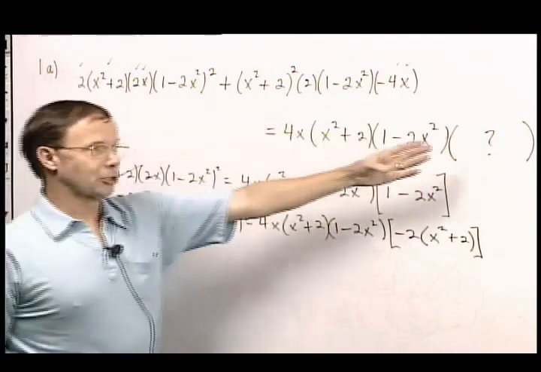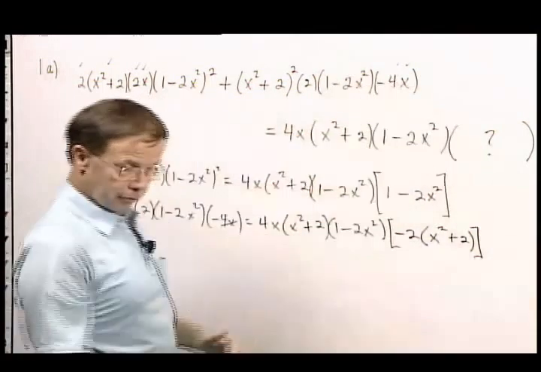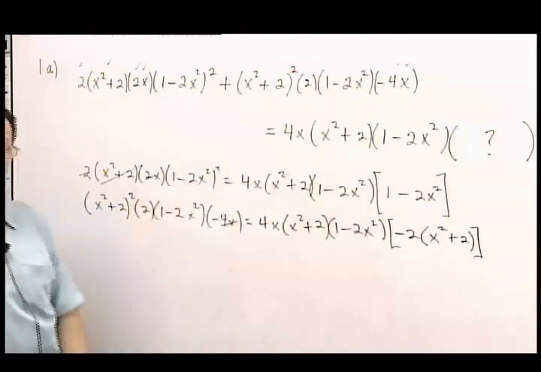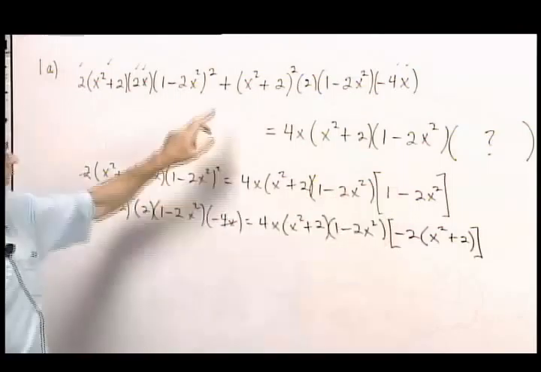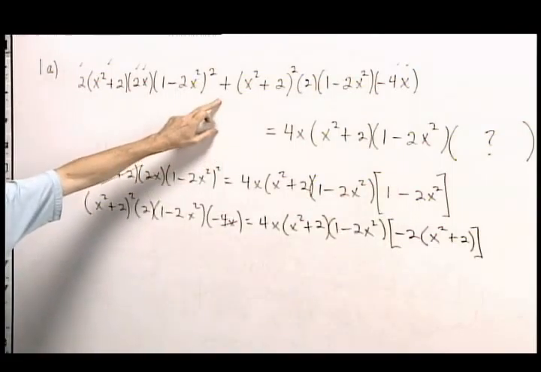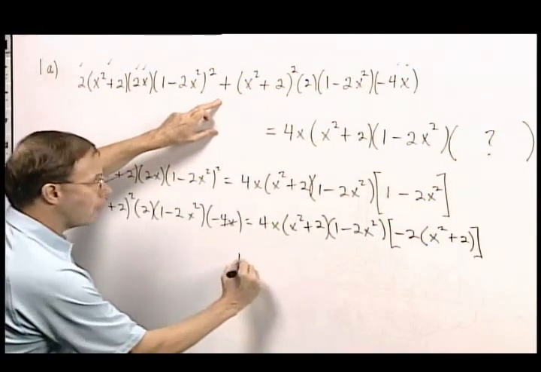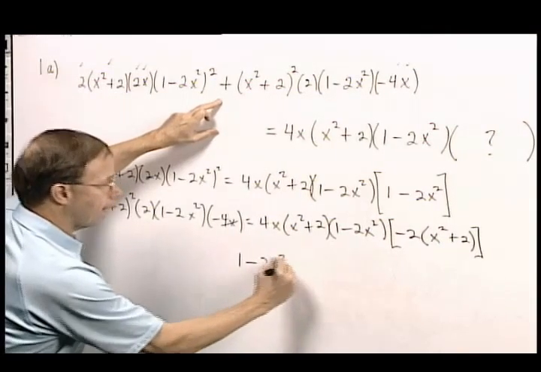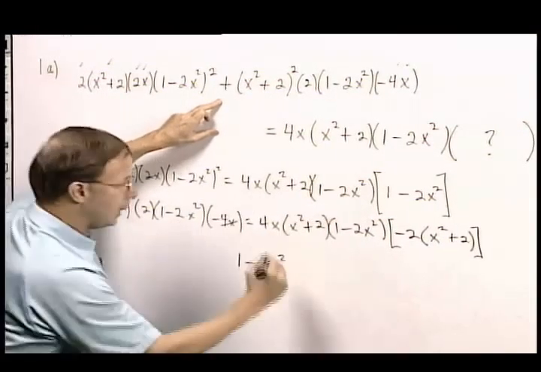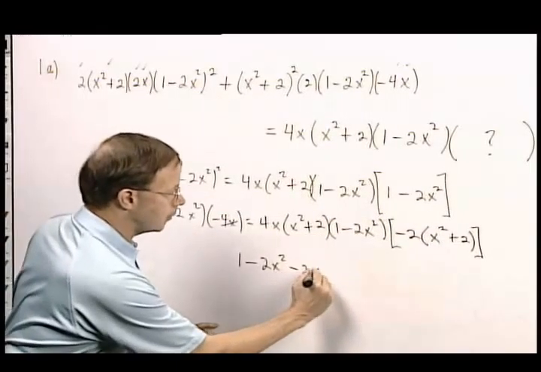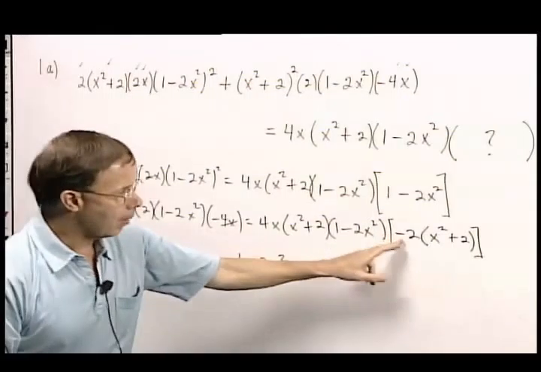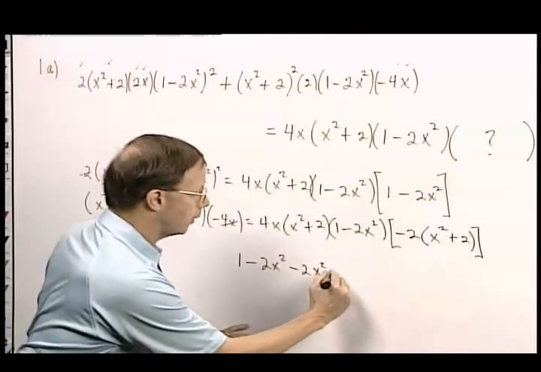Now, I'm ready to answer my question. What's left for this last factor? There's all the common factors. What I now need to do is combine these two because we're adding these together. So I have 1 minus 2x squared, minus 2x squared from there and minus 4 from here.